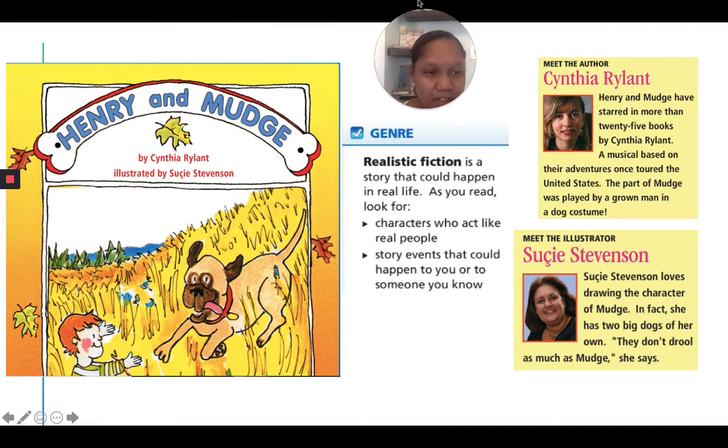The illustrator, Susie Stevenson. Susie Stevenson loves drawing the character of Mudge. In fact, she has 2 big dogs of her own. They don't drool as much as Mudge, she says. Almost a tongue twister there.